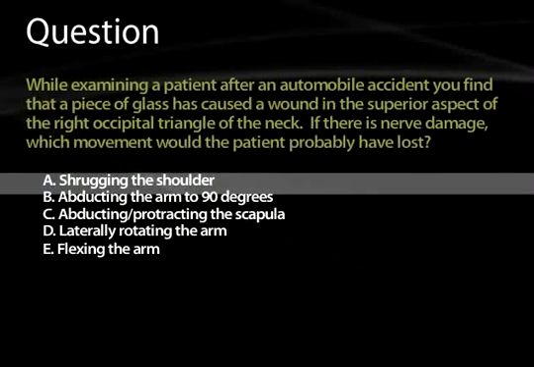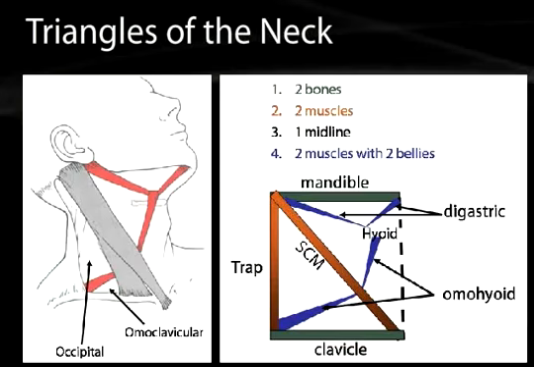Abducting the arm to 90 degrees would be the deltoid by the axillary nerve. Abducting and protracting the scapula would be involved with pectoralis major or minor. Then we have the lateral rotation of the arm, which is through the suprascapular nerve, and flexing of the arm would be musculocutaneous. Then we'll look at the triangles of the neck.